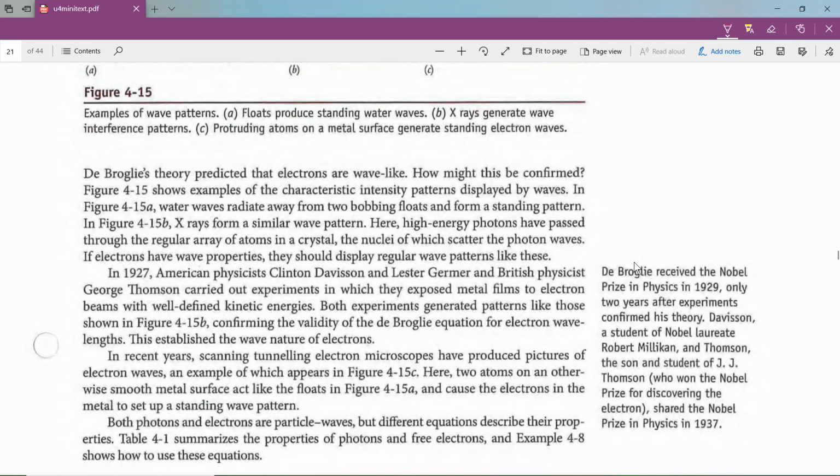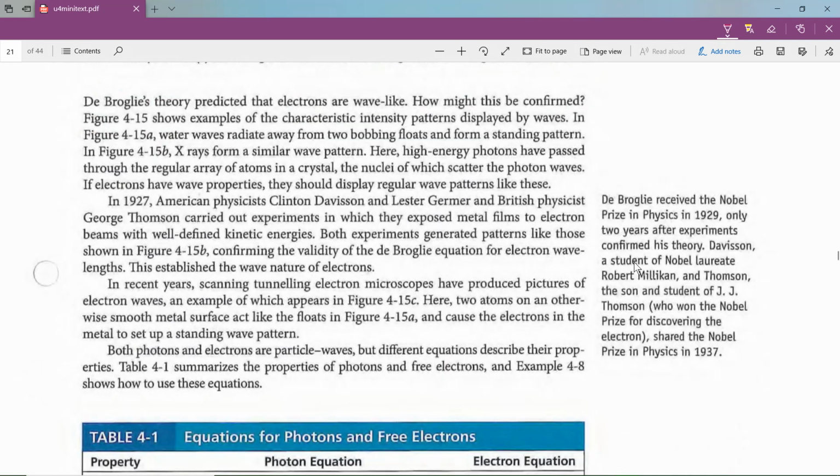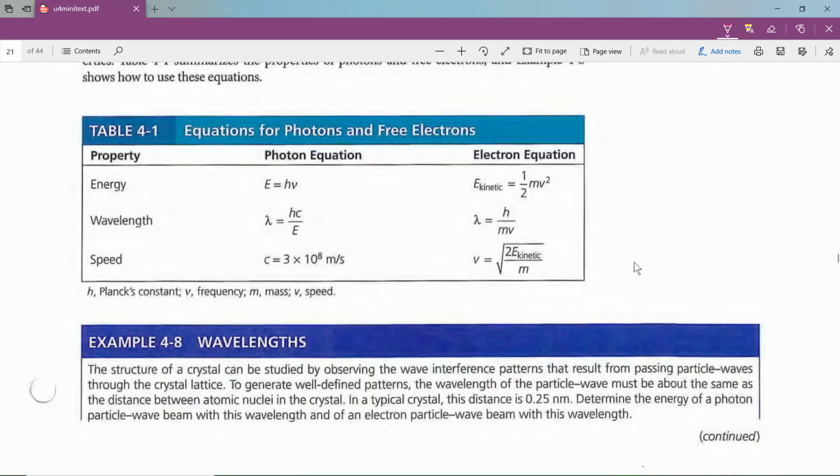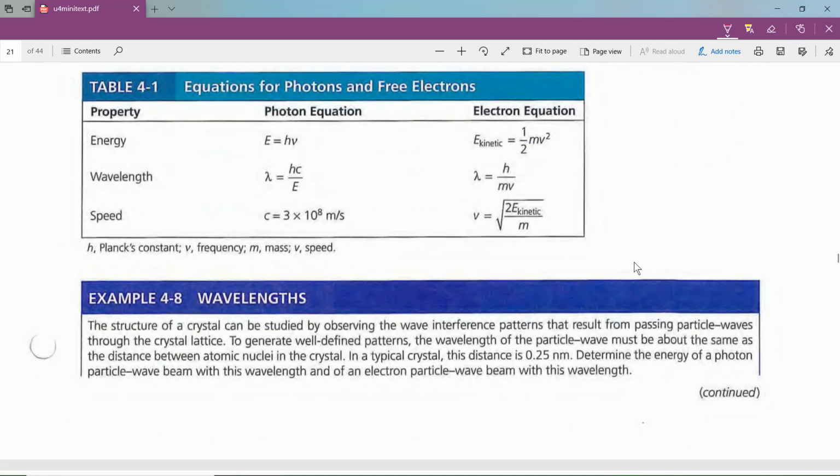Okay, then de Broglie talked about various patterns, intensity patterns, to talk about wavelengths, and scanning tunneling microscopes can give you information. So that's all good. We'll do a calculation in a minute. Let's just hear a nice summary, table 4.1. Equations for photons and for free electrons.